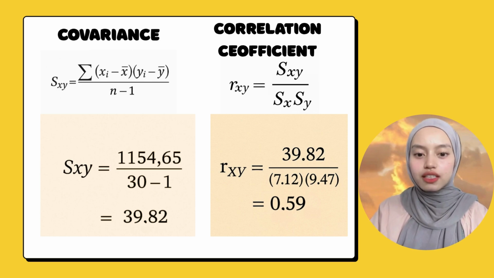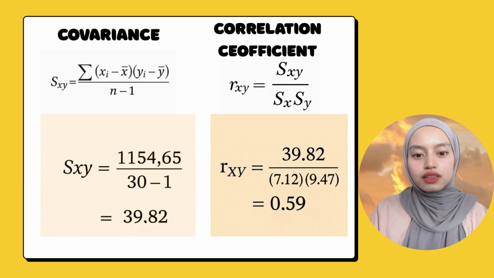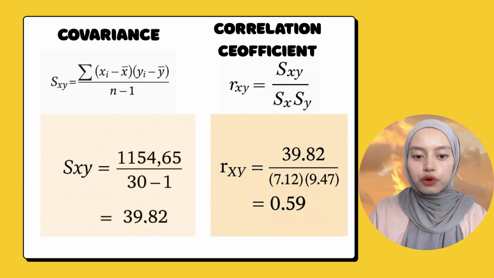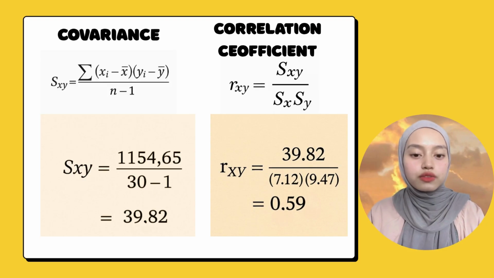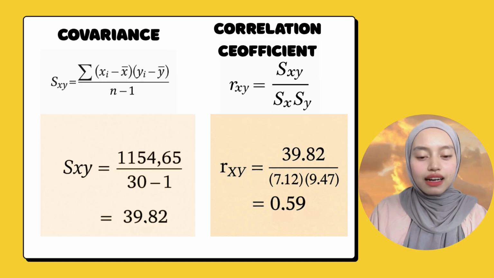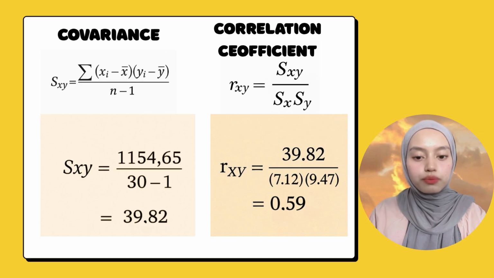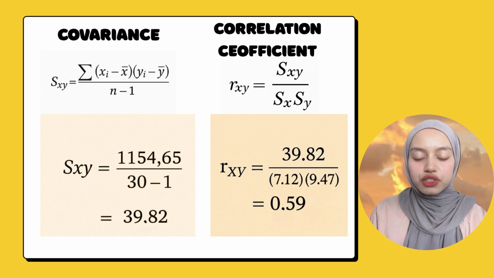From our calculation, the total of all the multiplied values is 1154.65. Since we have 30 data points, we divide that by 29. This gives us a covariance value of 39.82. A positive value means that when customer satisfaction increases, customer retention also tends to increase.